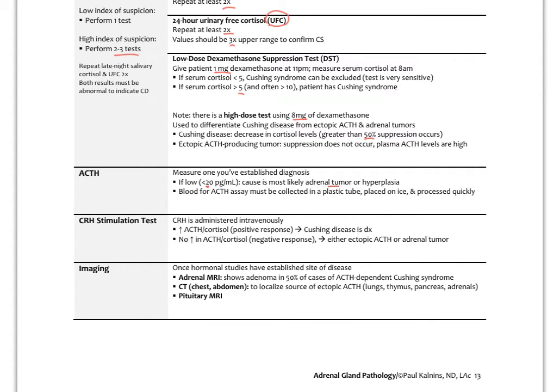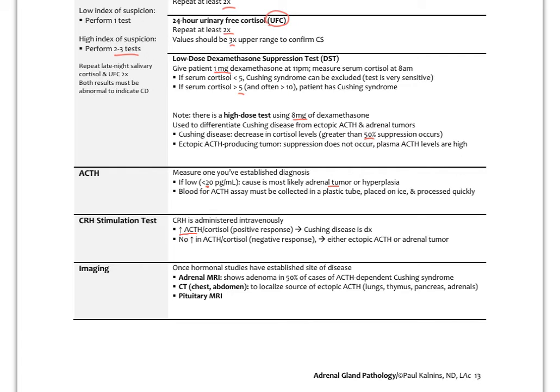So that's important to keep in mind. There is a CRH stimulation test. Again, I usually will send this on to Endocrinology to do. This is where you inject CRH, and we should see an increase of ACTH and cortisol. That might support our Cushing disease diagnosis.